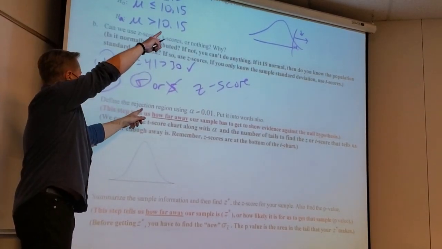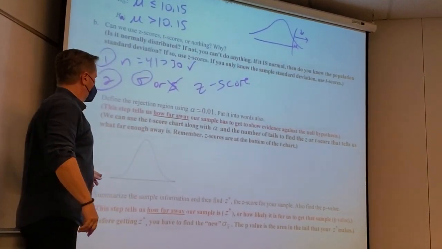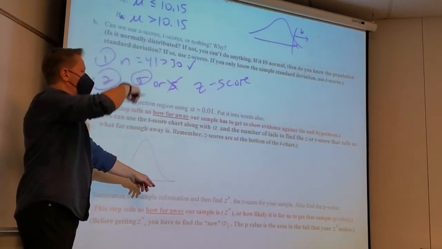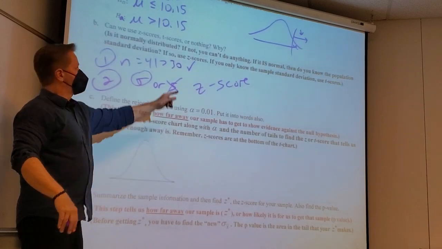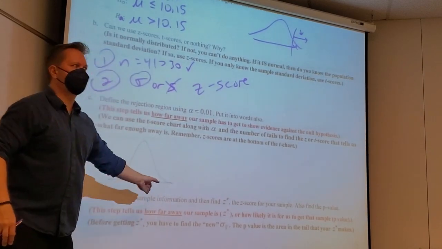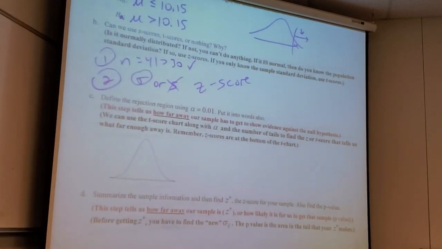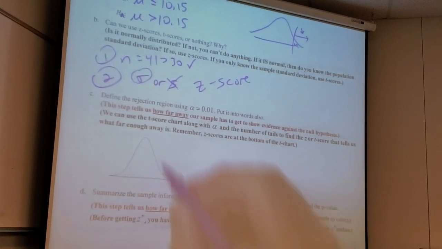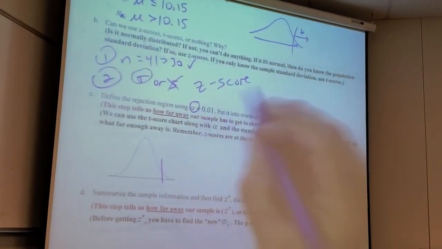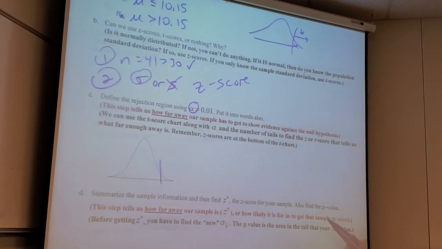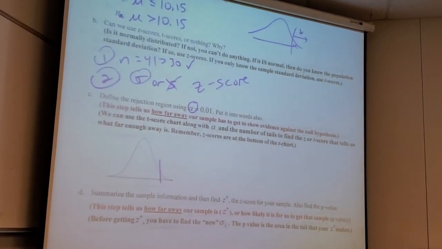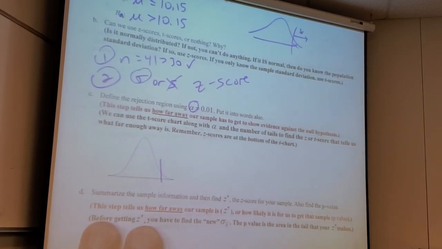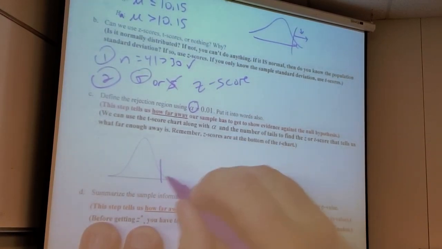Now we already defined where it's going to be. Where's it going to be? We already drew the picture, so it's going to be up here. And what's alpha mean? It means the same as always. It's the area in the tail. In this case, it's one tail, so this is all 0.01 right there.